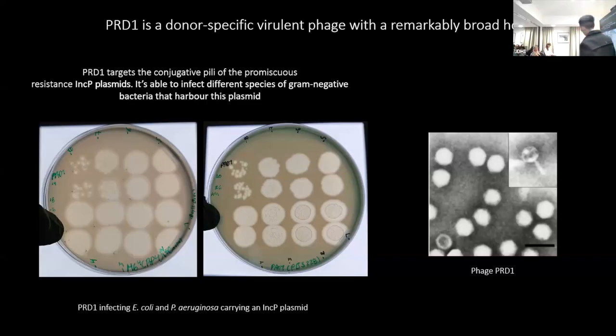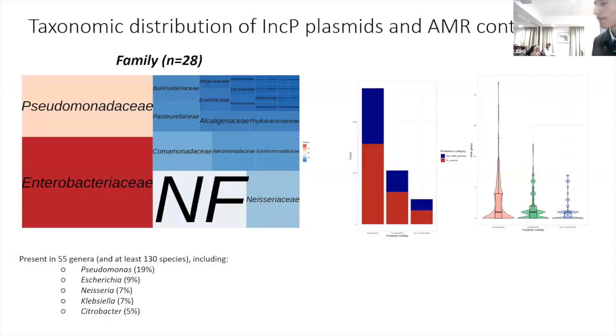So yes, PRD1 targets IncP plasmids. As we can see, the phage can kill Pseudomonas or E. coli, and it's a non-tailed phage, which is unusual in phages. However, it makes sense why they don't have a tail. Later on, I will try to explain why.